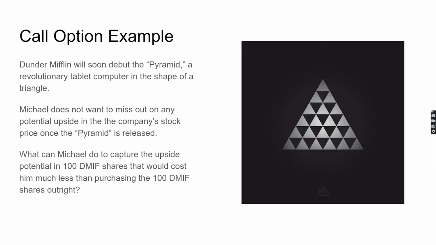Oh, and I should mention that Dunder Mifflin will soon debut the Pyramid, which is a revolutionary tablet computer in the shape of a triangle. And so Michael doesn't want to miss the upside potential when his company debuts that product. And that's another reason why Michael wants to purchase 100 shares. So what can Michael do to capture the upside potential of 100 shares that would cost him much less than purchasing the shares outright? So how can he still capture that upside?